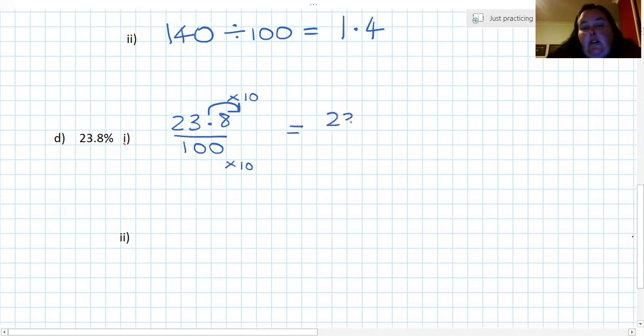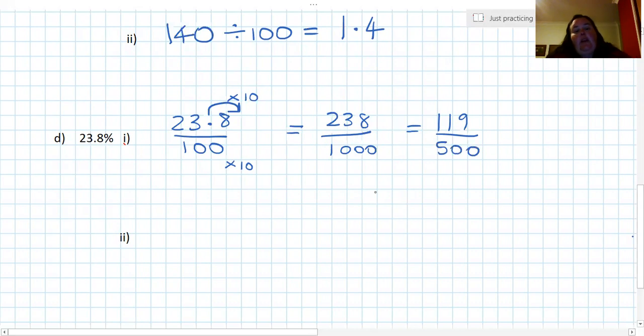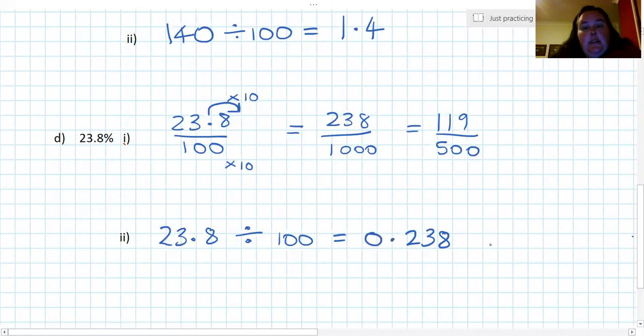So on the top, I get 238. On the bottom, I get 1,000. Now again, you can use the fraction button on your calculator, 238 over 1,000. And this one simplifies to 119 over 500. It's just dividing the top and bottom by 2. Now the last one, I want to turn 23.8% into a decimal. So I just write it as it is, divide by 100. And I move the decimal point 2 places over and I get 0.238. That's it.